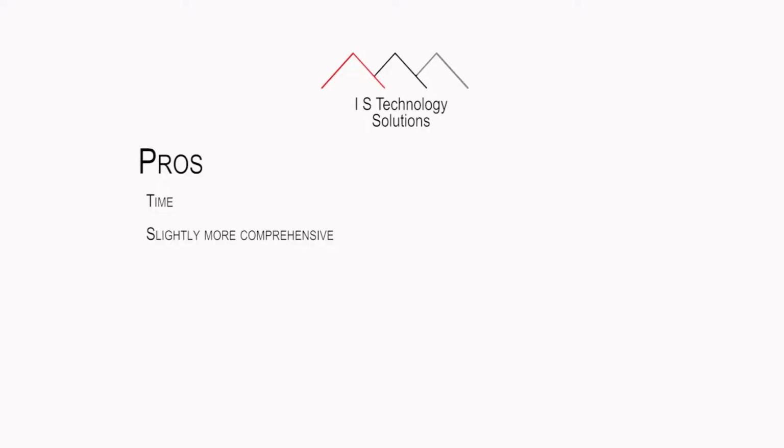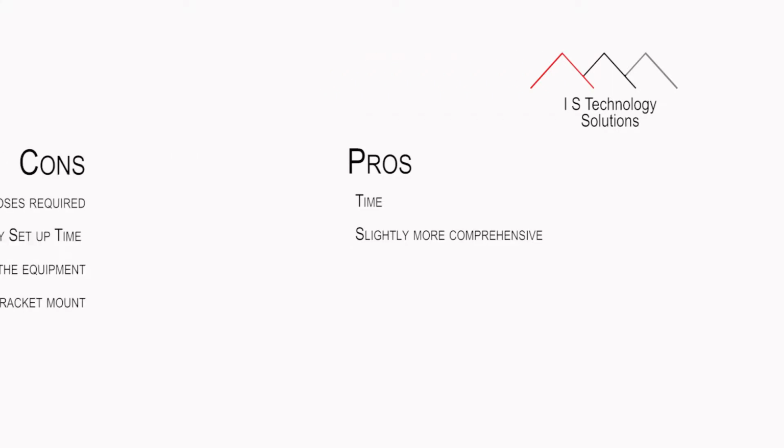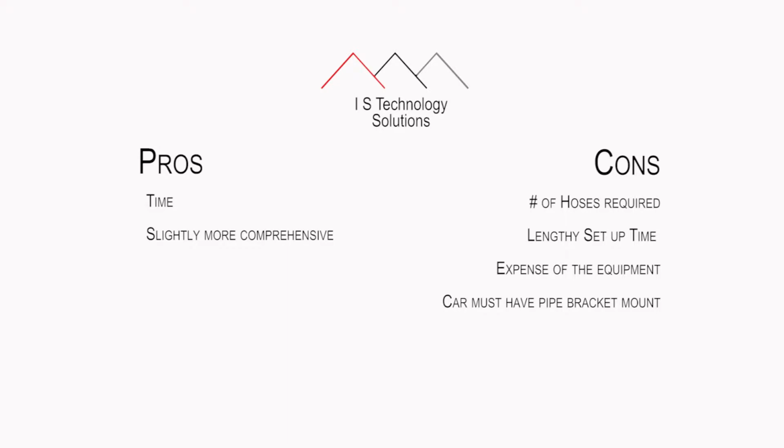The pros of 4-pressure testing are that it takes 15 to 20 minutes out of the test due to the direct charging of the auxiliary and emergency reservoirs, and the test is also slightly more comprehensive than the 2-pressure test. The cons of 4-pressure testing are the number of hoses required to run the test, the setup time for the test, the expense of the additional hardware and equipment, and finally, the car must have a 4-pressure pipe bracket mount in order to run a 4-pressure test.